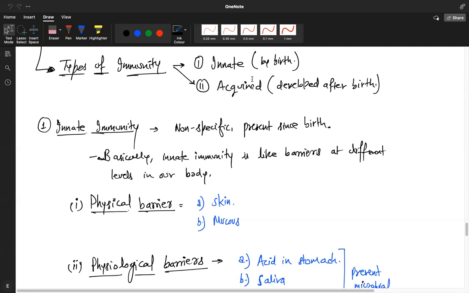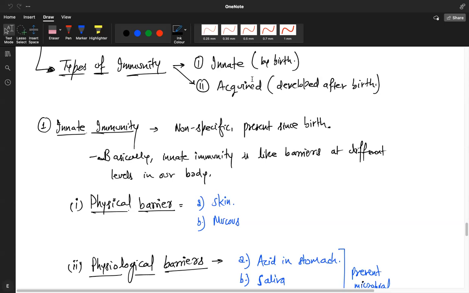But majorly, the players of adaptive immunity are absent. So innate immunity is all they have, and they do well. They live their life. They fight the diseases. They are very happy with the innate immunity. So it means it is very useful. And then innate immunity is divided into basically four barriers.